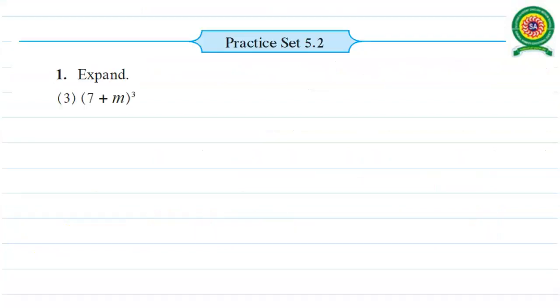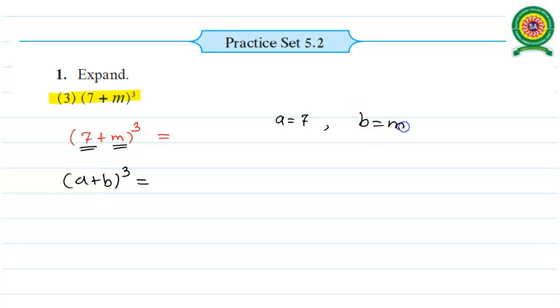Now look at the third sub question. Expand 7 plus m the whole cube. So I am writing 7 plus m the whole cube we have to expand. Let's try to compare it with a plus b the whole cube. Now the a value becomes 7 and the b value becomes m, and the expansion of a plus b the whole cube is of the form a cube plus 3a square b plus 3ab square plus b cube.